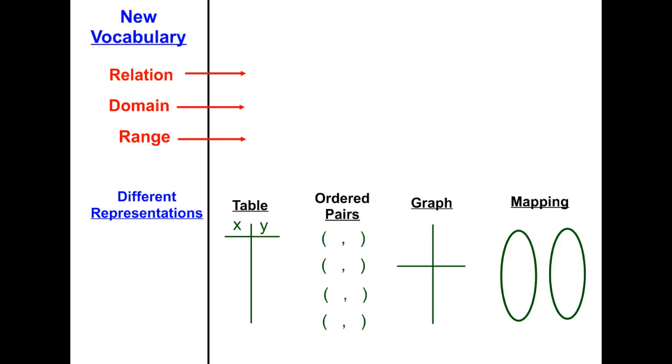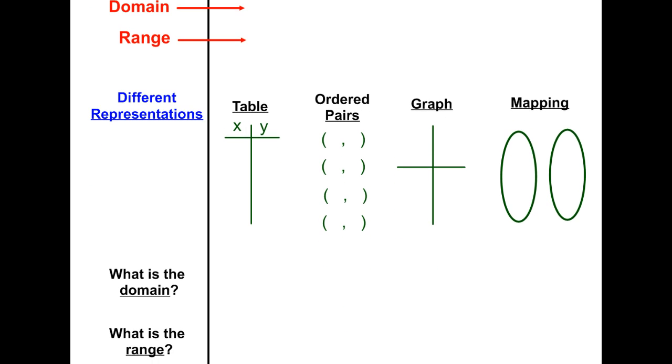But a relation is a mapping or pairing of input values with output values. The domain is the set of input values, so the domain is all the input values that you can have. And the range is all the output values you can have from the function.